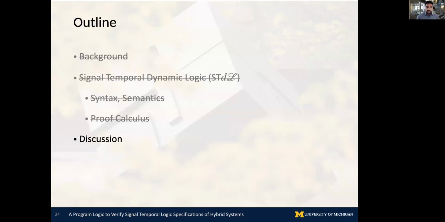So far we have been talking about some background building up to STDL, following which we introduced STDL and then offered a glimpse into the proof calculus of STDL. I want to now quickly wrap up this talk with a brief discussion, following which I will be happy to answer any questions from the audience.